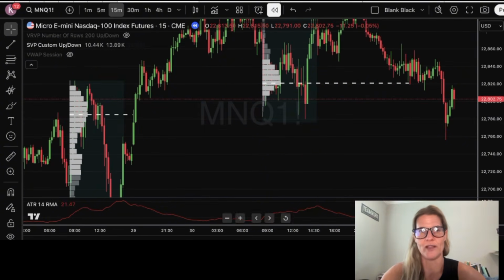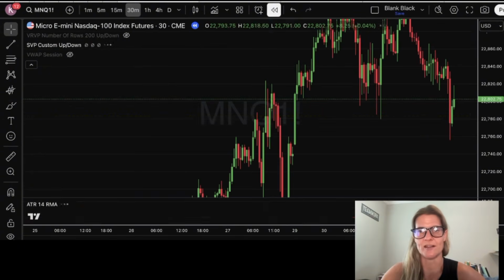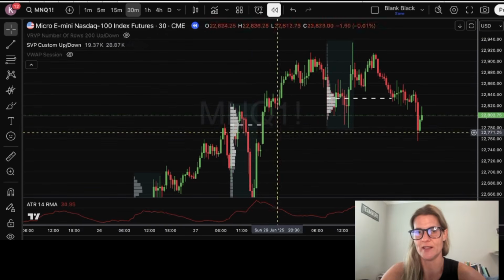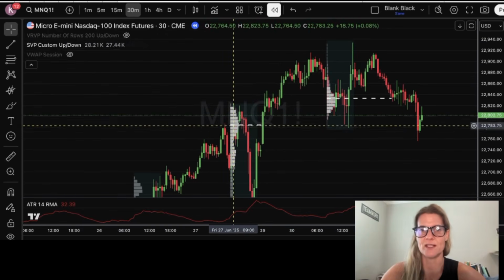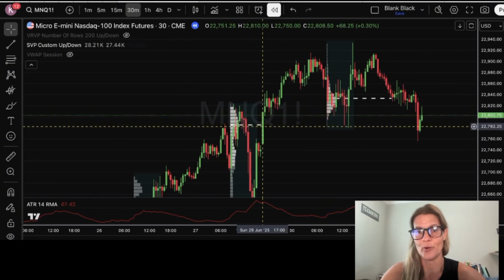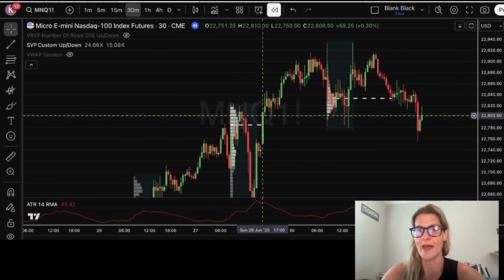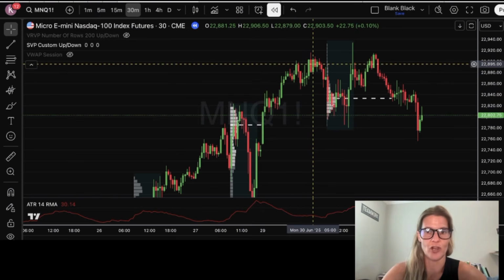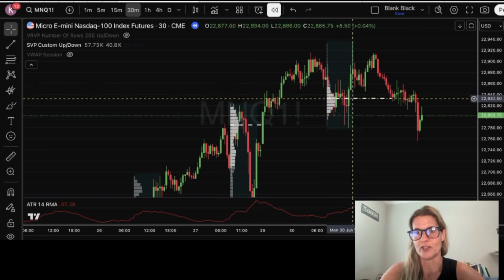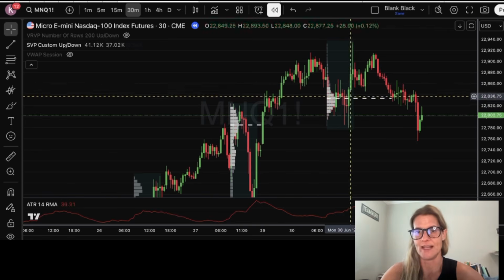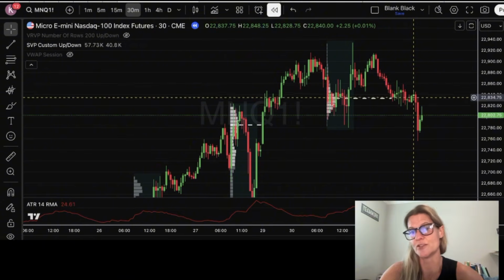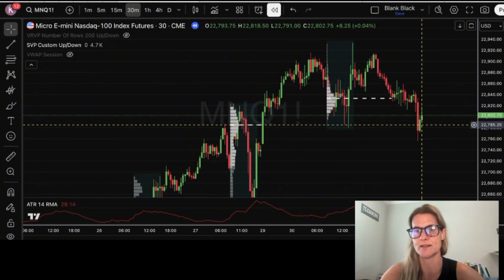So in general, if you zoom out, you can use session volume profile to see which way the trend is going. In this case, this was the previous session. The point of control is here. Price is trading above that point of control from yesterday, so generally you can look for longs. Here is the point of control from this previous day. Right here, it starts to break below the point of control. So in general, you can look for shorts.